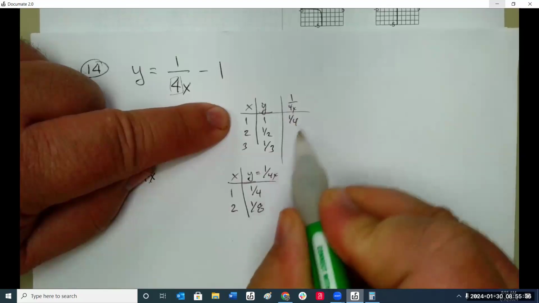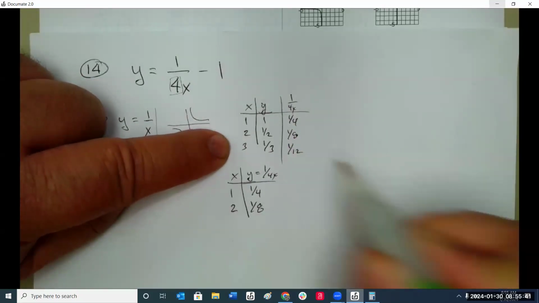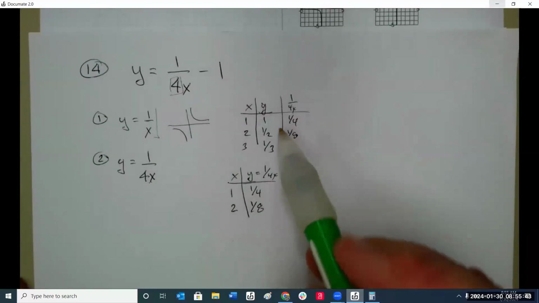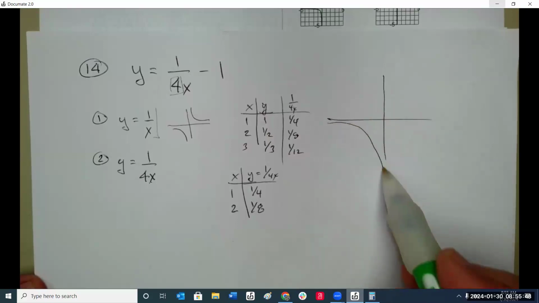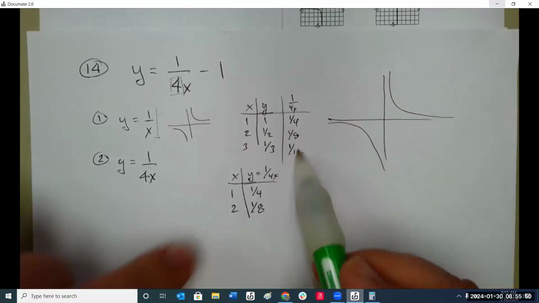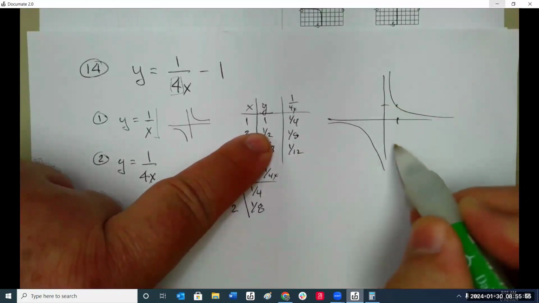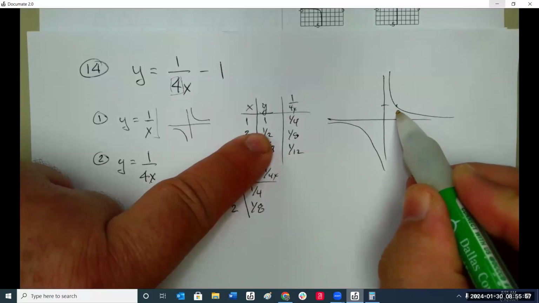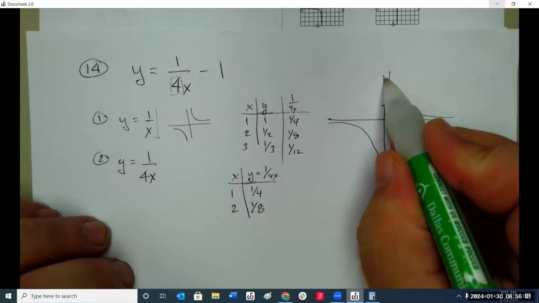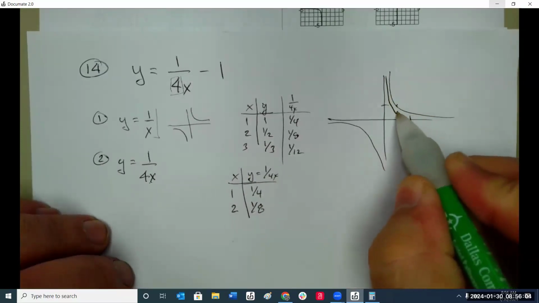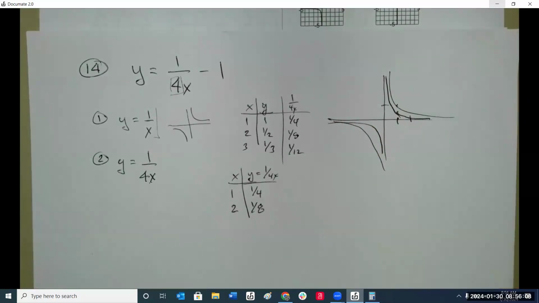So it's 1/4, 1/8, 1/12. So what's happening from our original function, our original graph looks like this, to what's happening to the points? Instead of 1, 1, we now have 1, 1/4, 2, 1/8. So what's happening here is the graph is getting smushed. It's getting compressed.